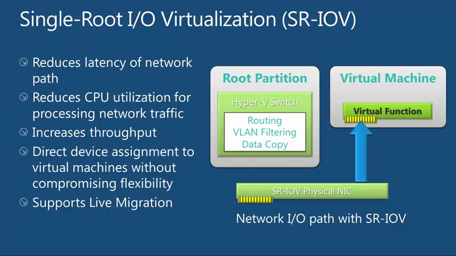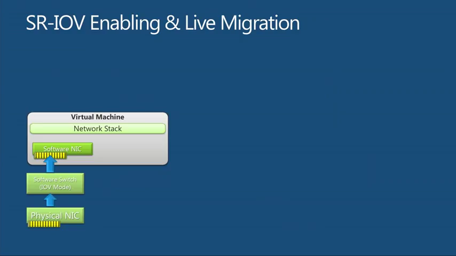We were strongly of the belief that if we can't make it work with live migration, there's no point doing it. Because we genuinely believe that if we'd come out with a solution where we're like, hey, we can make your networking really fast if you give up live migration, most people would just go, yeah, nice. So we did a lot of work. So let me show you how this works.